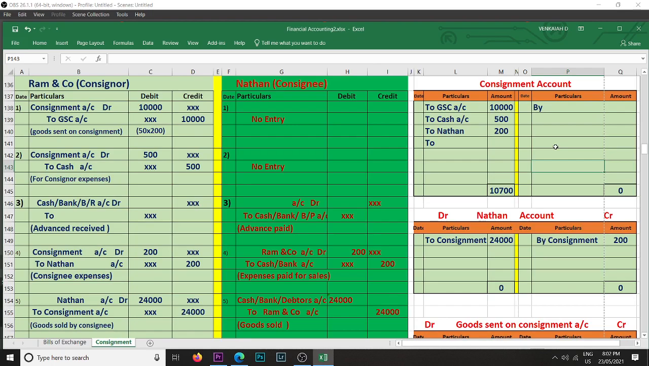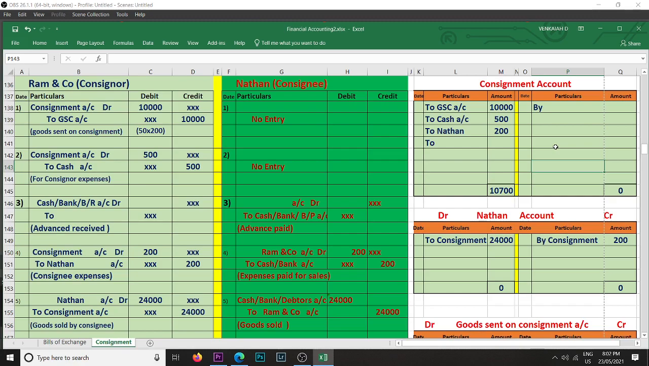Now sales we recorded. Next, the sixth journal entry, commission. Consignment account debit to Nathan account, 960, and in the Nathan account, by consignment account, amount is 960. So there is no unsold stock, and now we have to calculate profit.